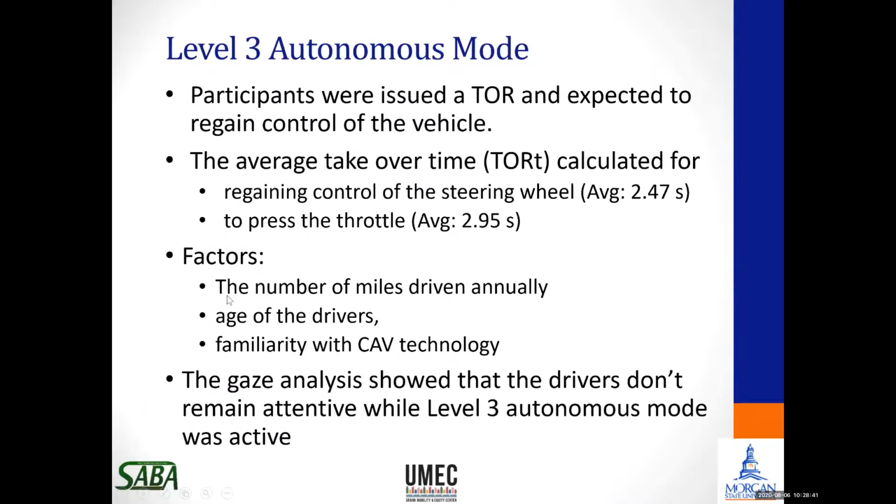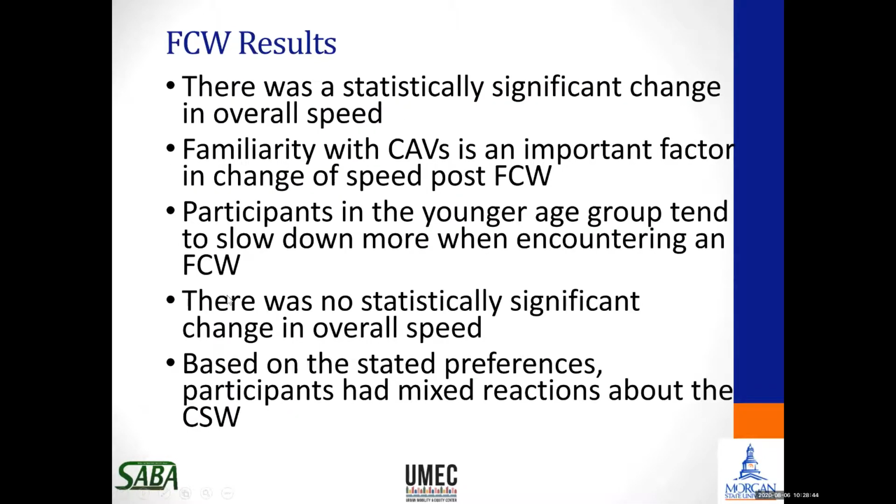So the last two are for curve speed warning. Curve speed warning, no model worked well with it, and it was not showing any statistically significant change in overall speed. And even in stated preference, people had mixed reaction about curve speed warning. All of the other features showed people pay attention to it and they followed it and it affected them, but curve speed warning was not like that.